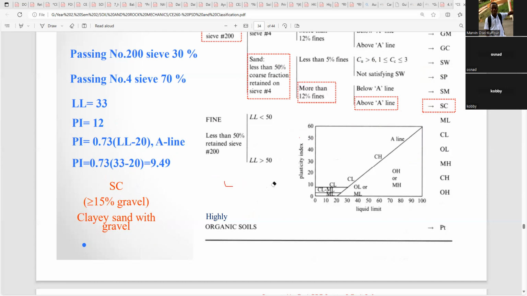So if the PI, the 12, if it was less, then it would have been below the A line. Maybe if here was to be 13, it would be below the A line. Okay, all right.